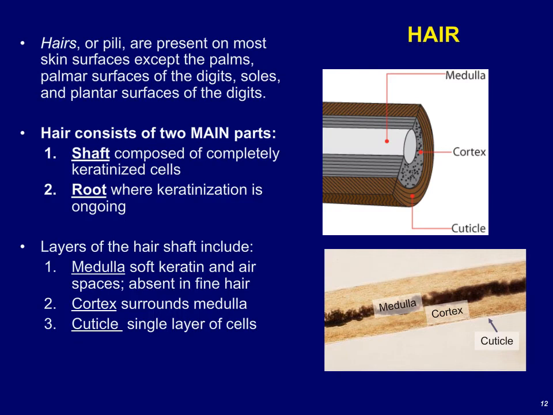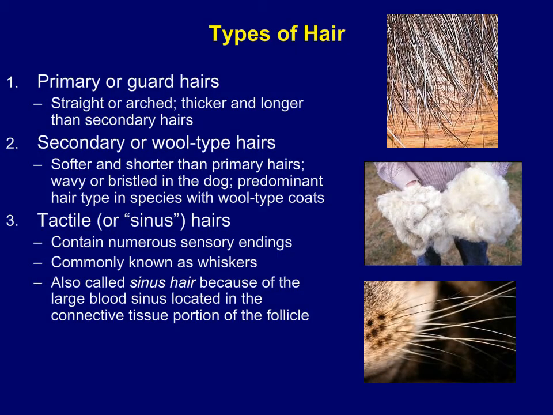Now, we already said that hair has 2 main parts. There's the root or hair bulb, where keratinization and cell division is going on, and then we have the hair shaft. The hair shaft is composed of completely dead keratinized cells. Now, the shaft itself may have 3 different layers. On the outside is a single layer of cells called the cuticle. Inside of this is the cortex, which is an area that surrounds the medulla. And the medulla is the very inside layer that consists of soft keratin and spaces, and this is absent in very fine hair.